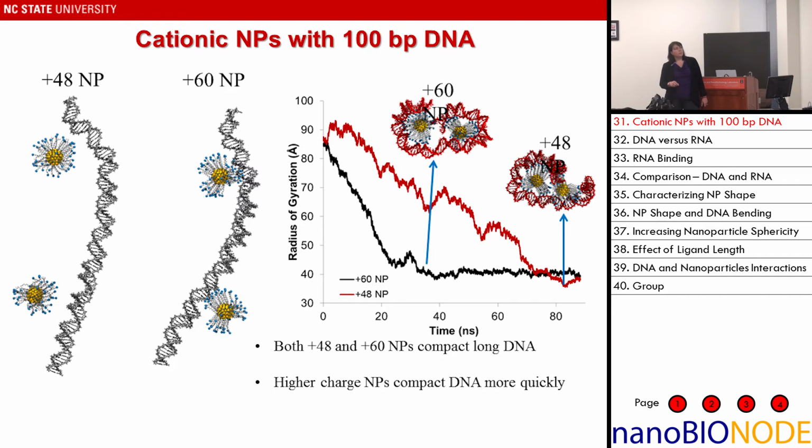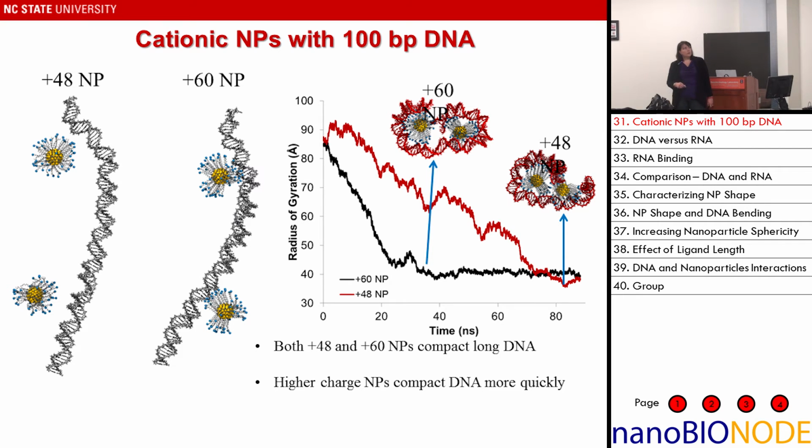We can see that plus 60 compactifies the DNA much faster than plus 48. Both of them are successful in terms of compactifying DNA. But again, plus 60 does a much better job in a way that it does it faster. Faster and not necessarily better, though, because it might be that plus 60 overcompactifies the DNA.